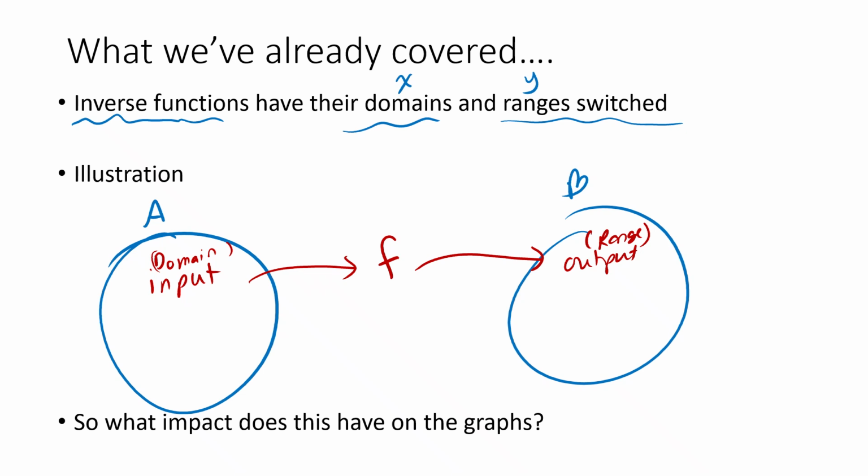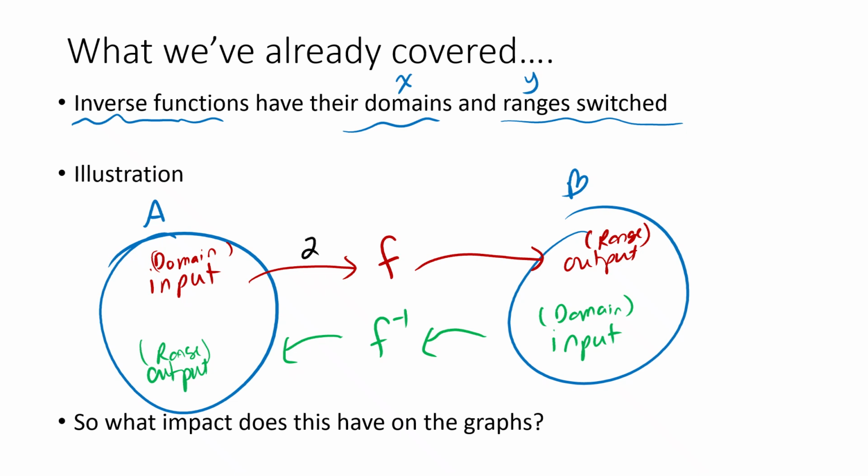The inverse goes in the other direction. So our inverse function will pull something over here from set B, which would be its domain, and will output something over in set A, which would become its range. And so you've got this back and forth going on. If you wanted to think of it as a specific example, maybe the number 2 goes into the function and we get a 3 out. Well, the inverse would take the 3 and output back the 2.